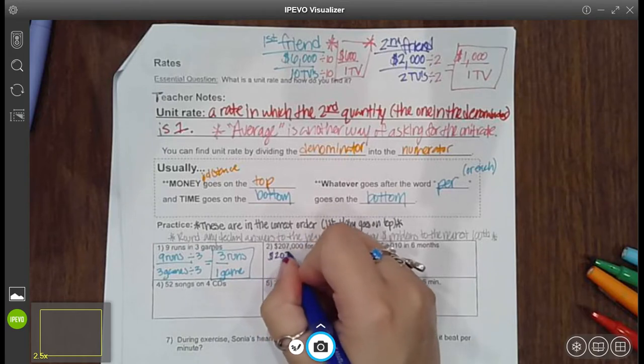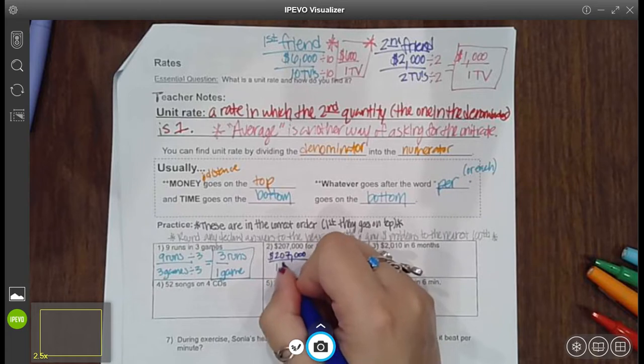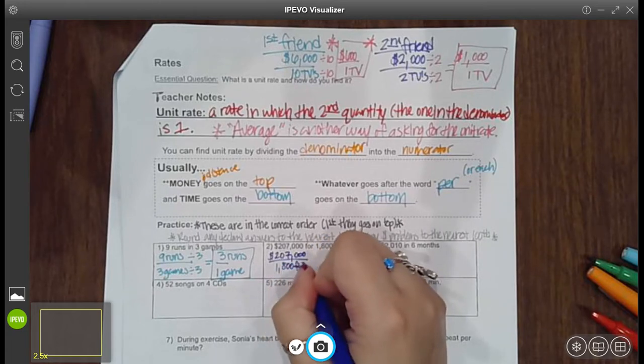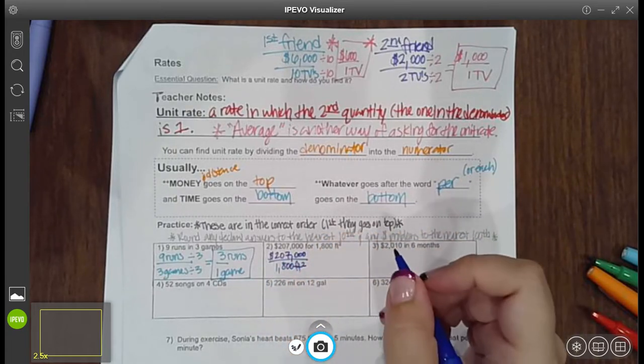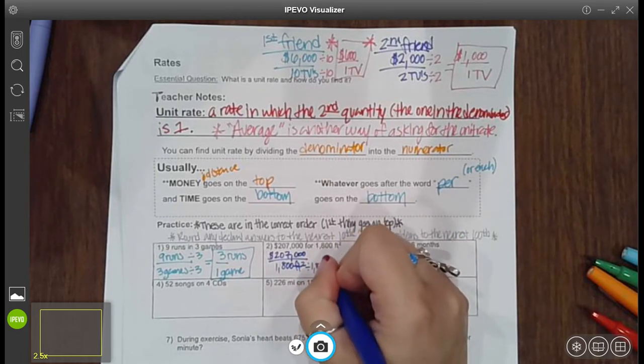The next one says it's $207,000 per 1,800 square feet. So you want to know how much does it cost per square foot. So I'm going to divide by 1,800.